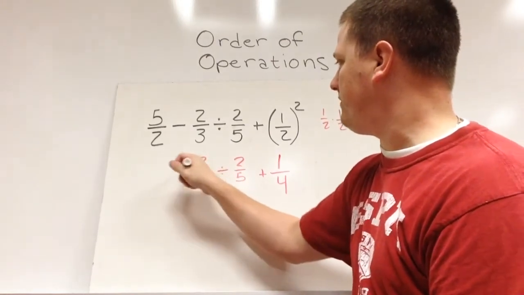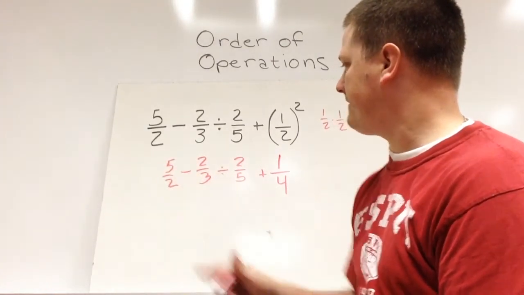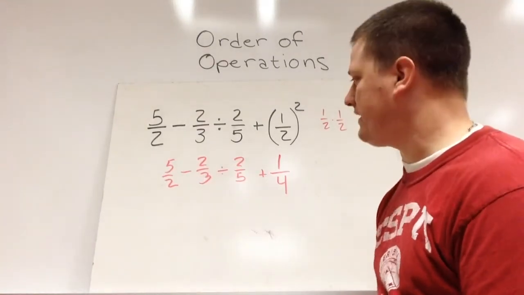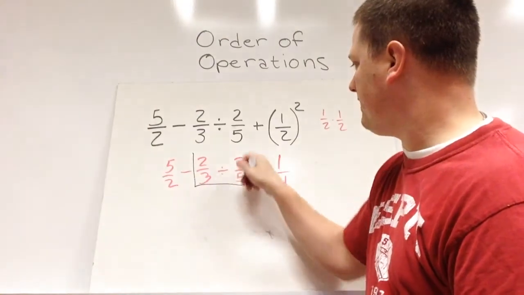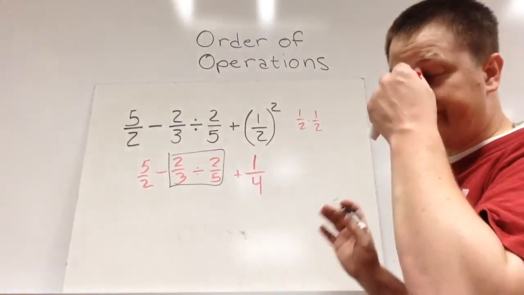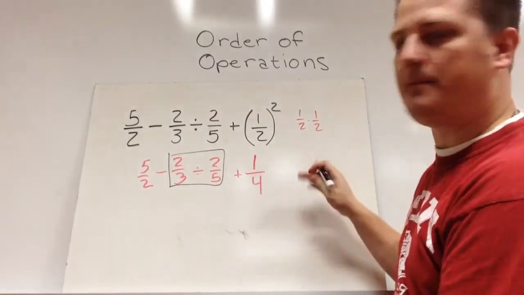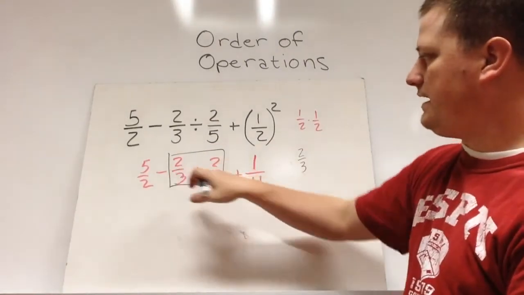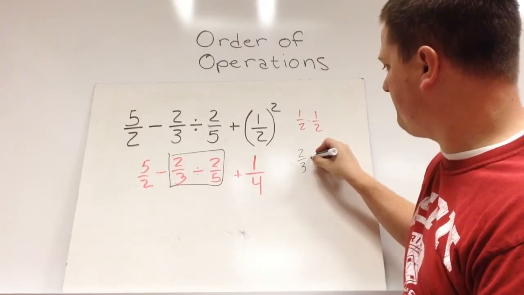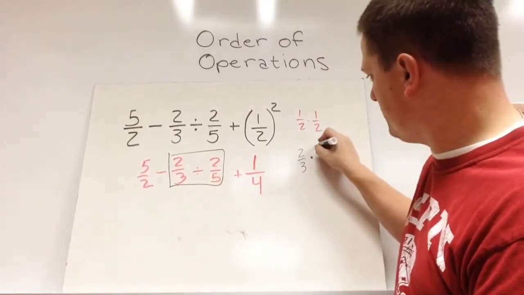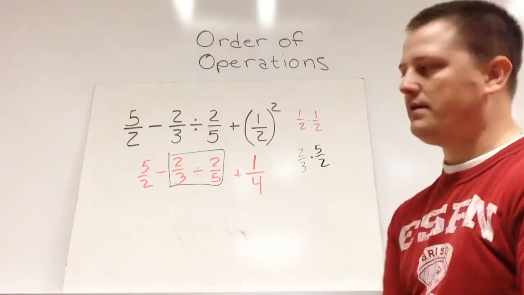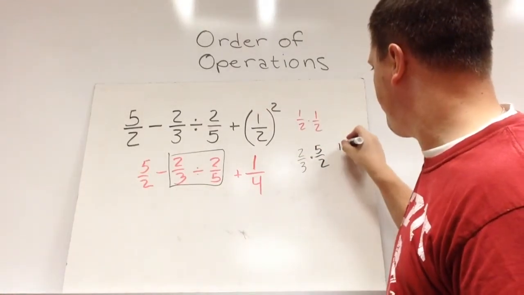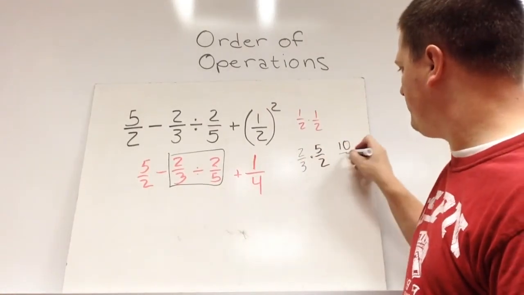Rewrite everything so that we don't miss anything. Then we have some division in here, so we got to do that before we subtract or add. So we're on to this step here. Some people, when they're doing fractions, like to just rewrite the problem. So 2/3. We're going to keep, change to multiplication, flip the second number, and we're going to get 2 times 5 is 10. 3 times 2 is 6.